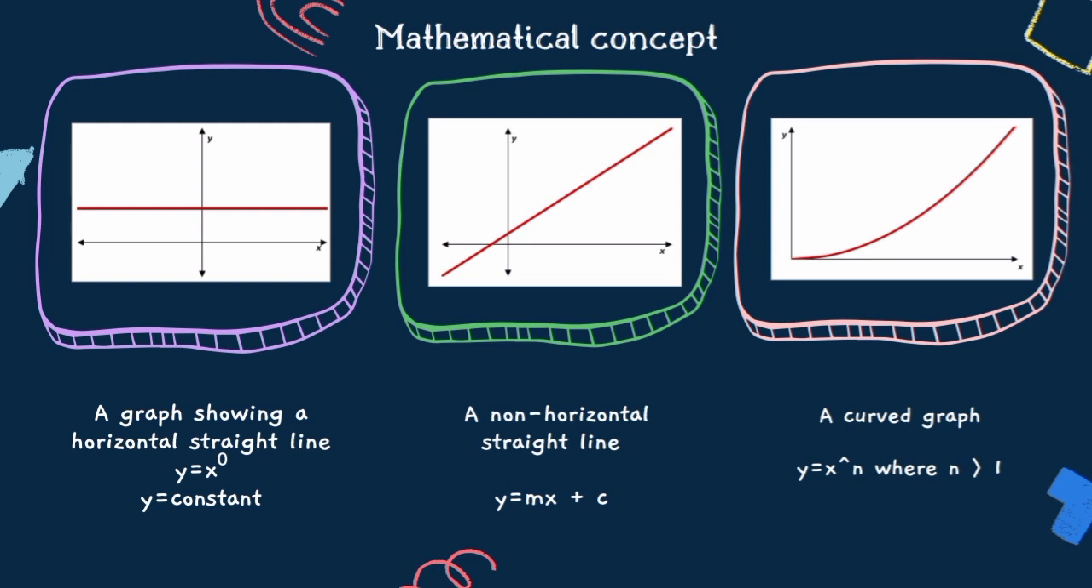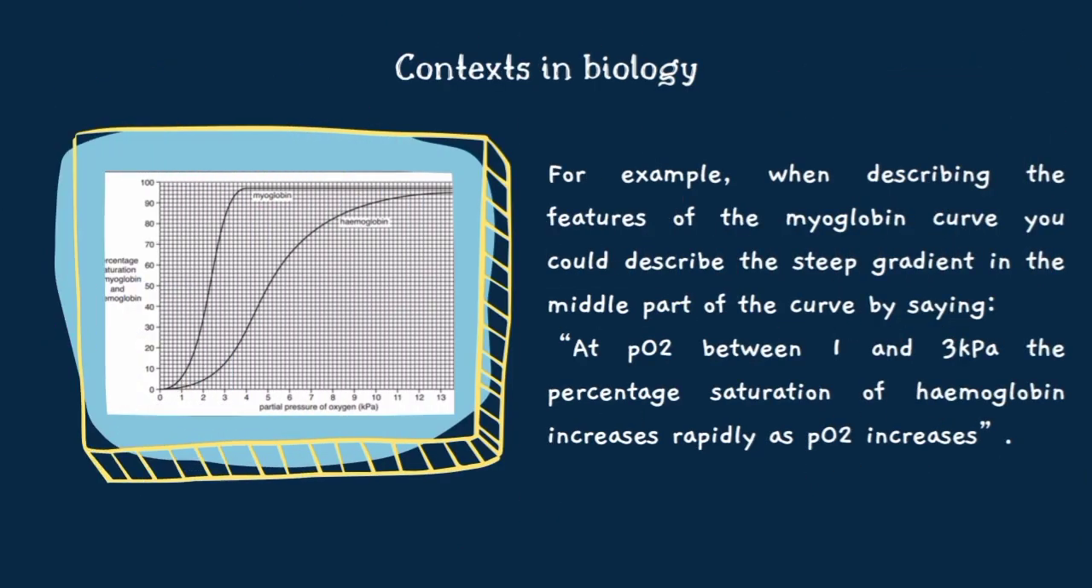And the last is a curved graph. A curved graph that passes through the origin indicates that the variable plotted on the y-axis is proportional to a power of the variable plotted on the x-axis that is greater than 1, or y equals x to the power of n, where n is greater than 1.